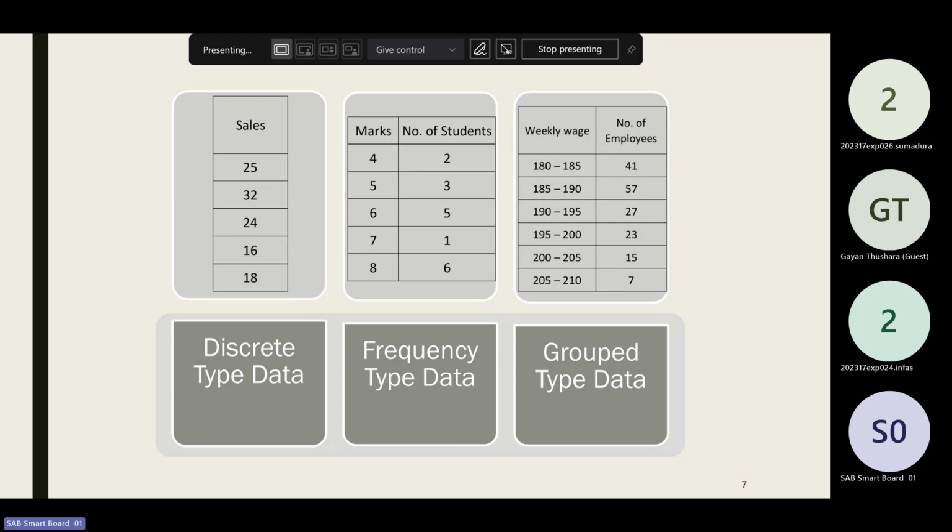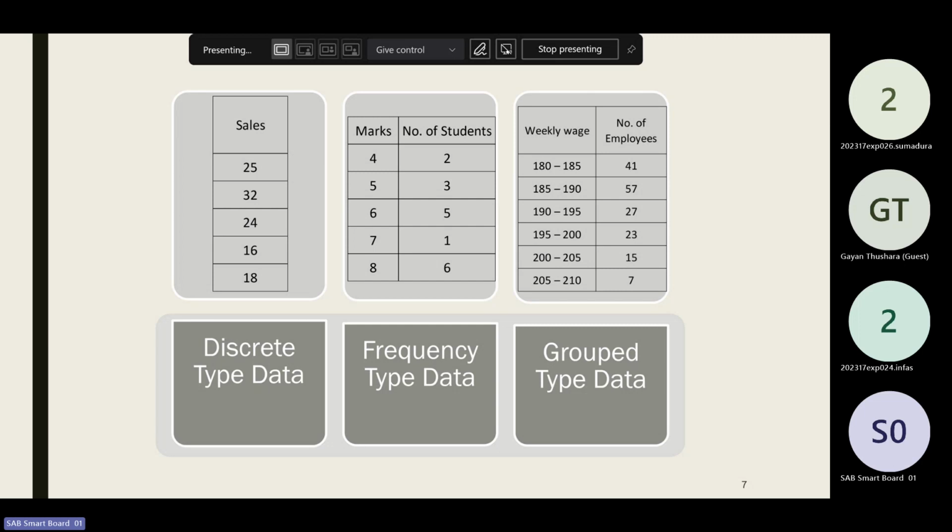So why are we classifying this way? Because the central tendency as well as measures of dispersion formulas depend on how the data is classified in this pattern. For discrete type you have a formula, for frequency type you have another formula, and for group type you have another formula, right? So by looking at the data set, you can identify, okay, this is discrete, this is frequency. The difference between these two is that here the observed values are single pieces.